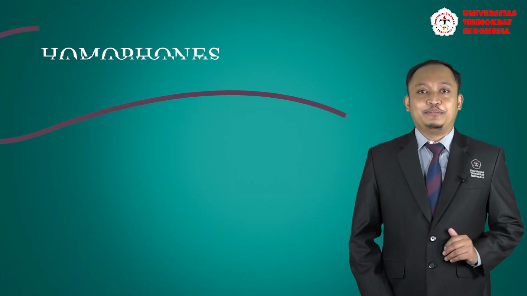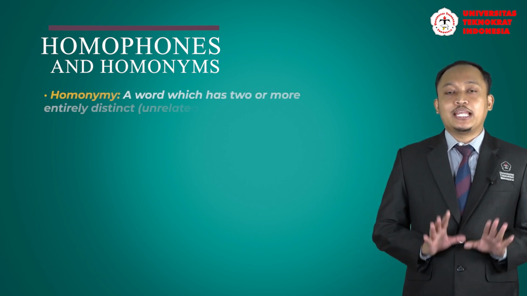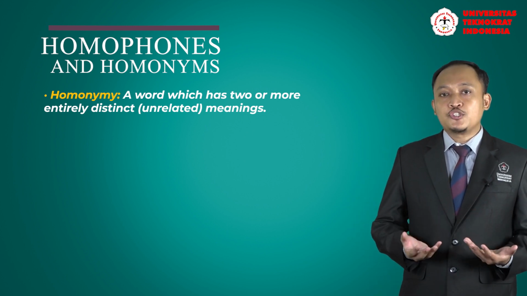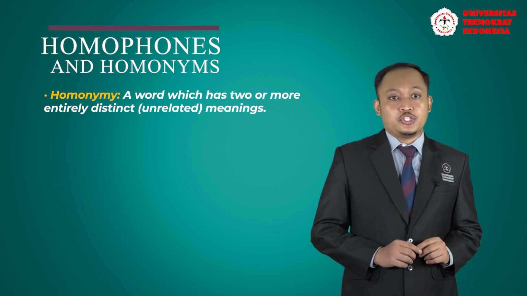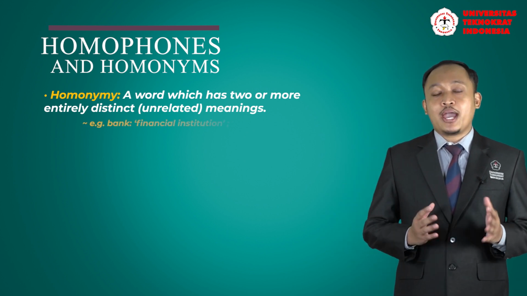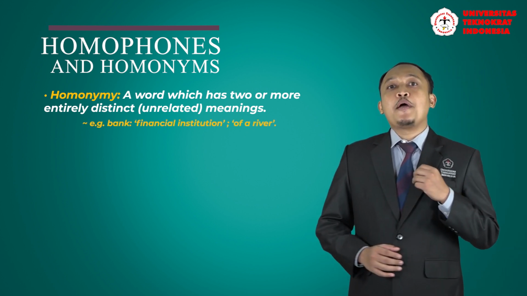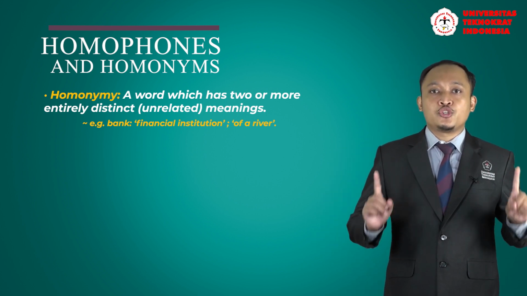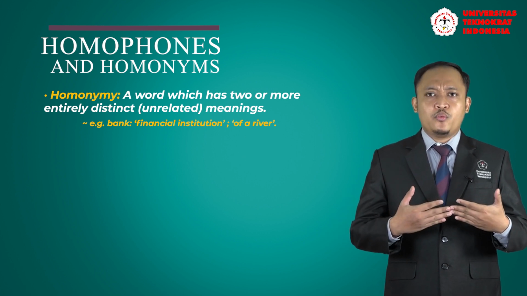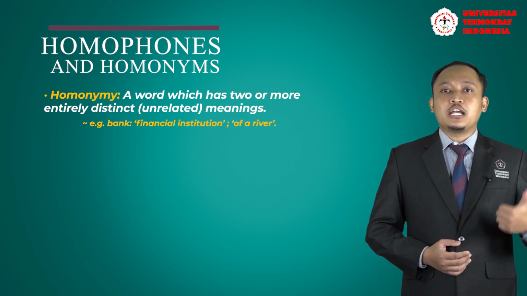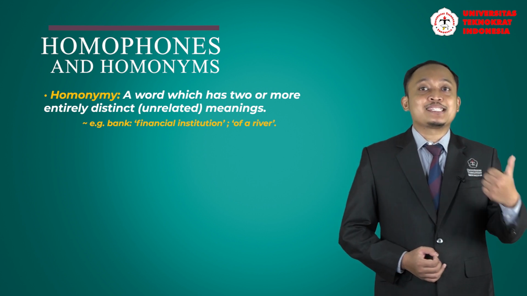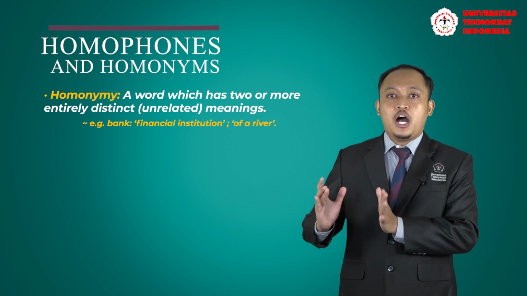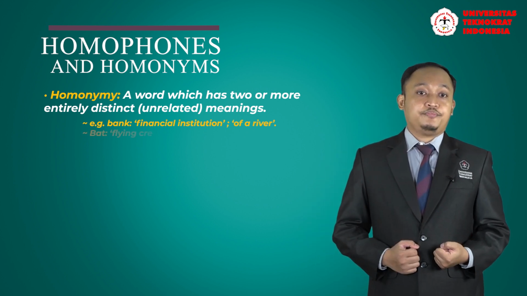Let's talk about homonyms. Homonyms are actually words that have different meanings and are usually constructed with similar letter compositions. For example, we have the word bank, B-A-N-K, but it has two different meanings and they're not related to each other. The first meaning of bank is the institution where you can save and deposit your money. But the second one is the edge of the river. We call it the bank of a river.